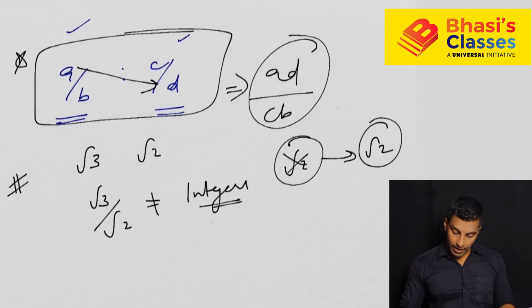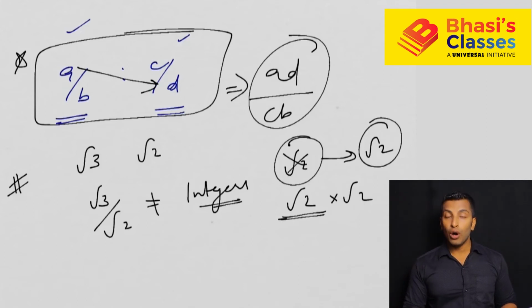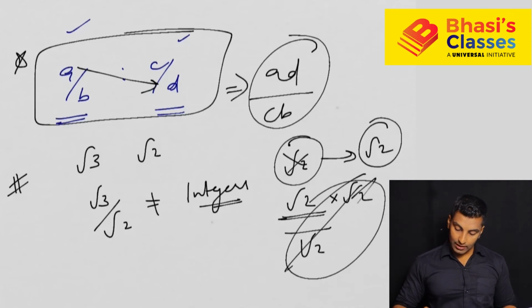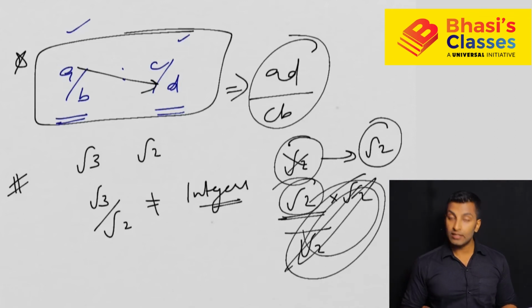Why? The reason is, if you want to remove this root 2, there is no other way except either multiplying with root 2 or dividing with root 2. So in your process of calculation, this should be there. Otherwise, there is no possibility of removing root 2. So from the answer choices, you can remove any options which do not have root 2.